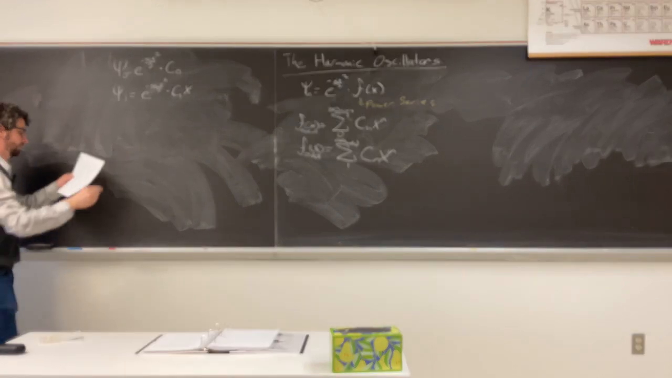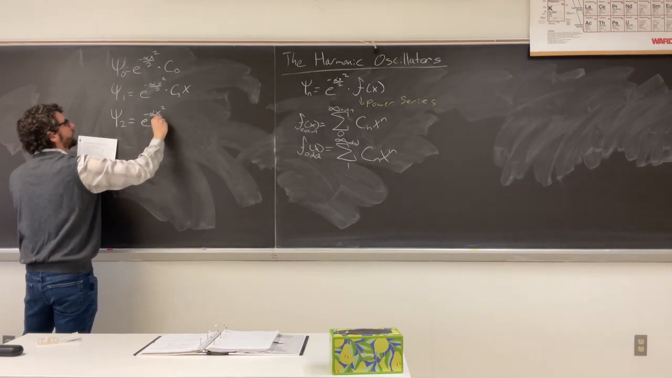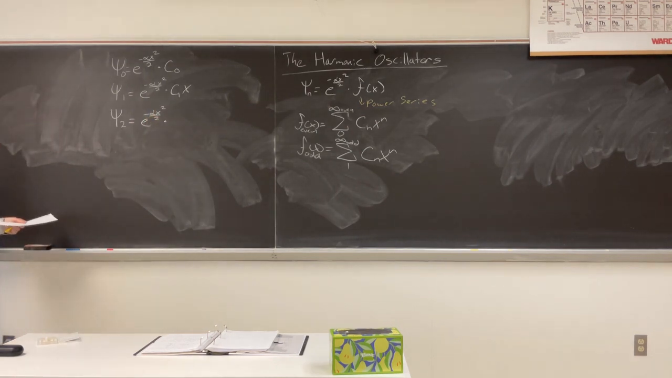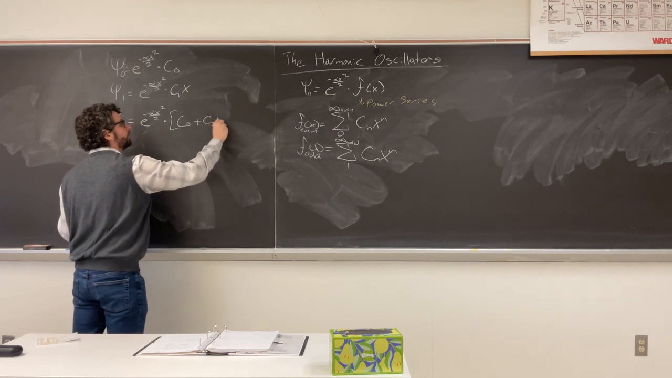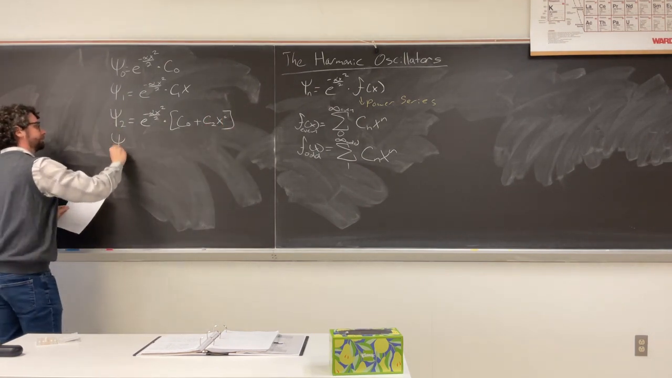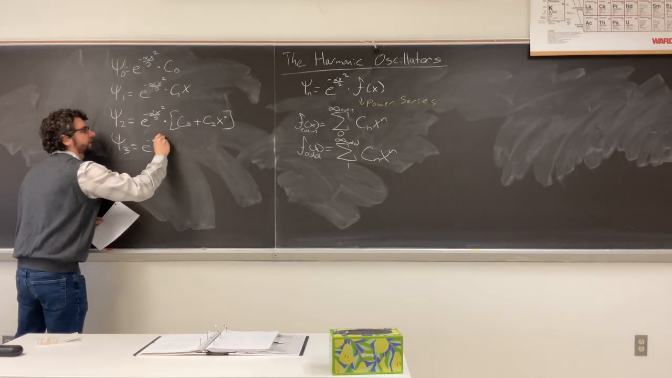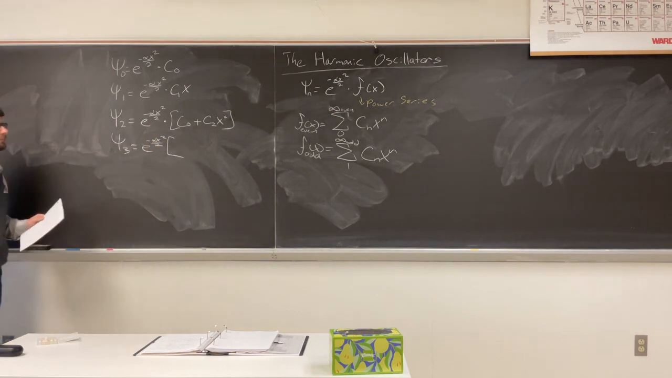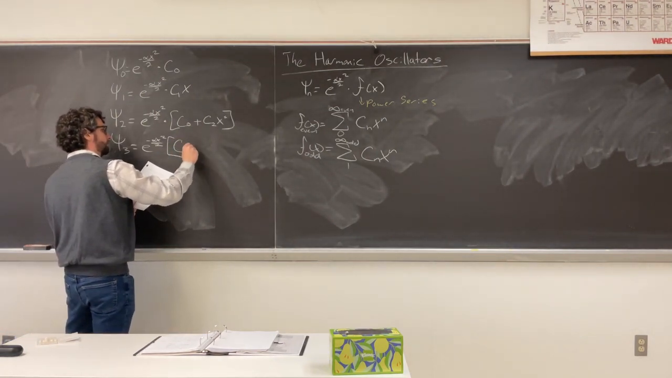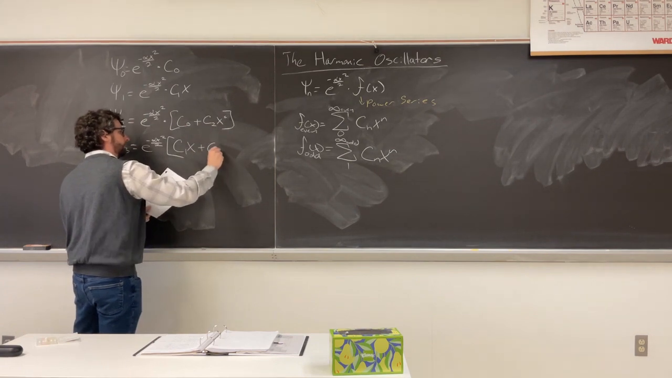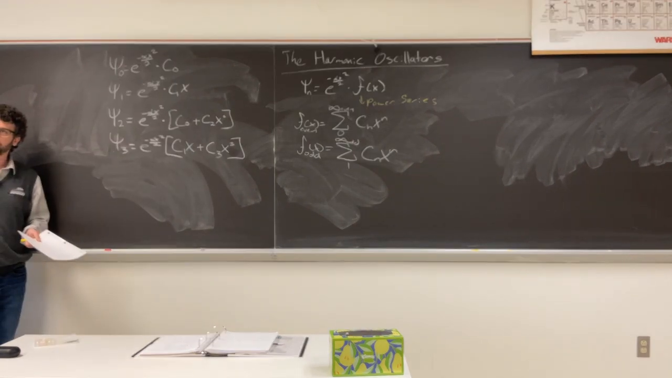For n equal to 2, keep that e to the negative alpha x squared over 2 times, what would that one look like? c sub 0. Yep. Plus c sub 2 x squared. Yep. We'll do 3, and we'll be done after that one. e to the negative alpha x squared over 2 times what? c1 x plus c3 x to the 3rd. Yep. So you feel like you got it.